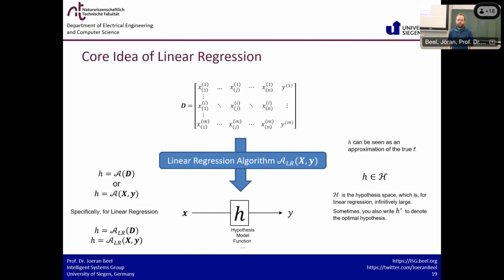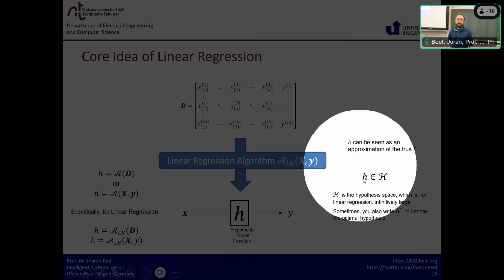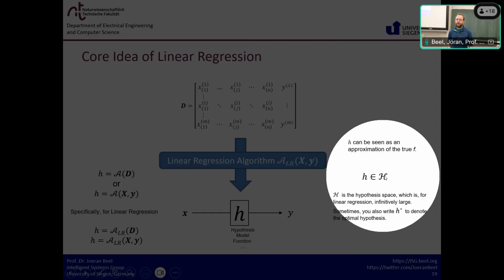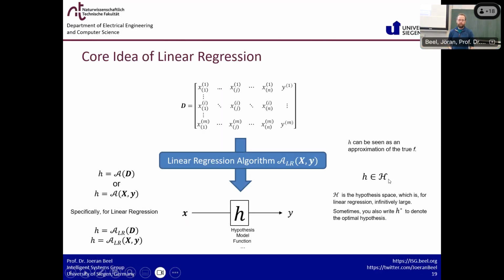Just some more notation. As I mentioned before, there's an infinite number of possible models. So the hypothesis that we want to find is an element of the hypothesis space, and this is infinitely large.